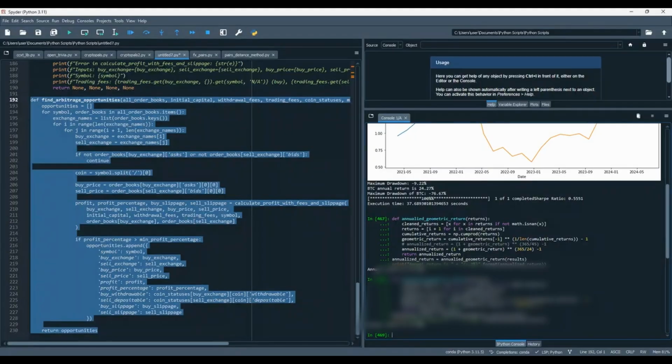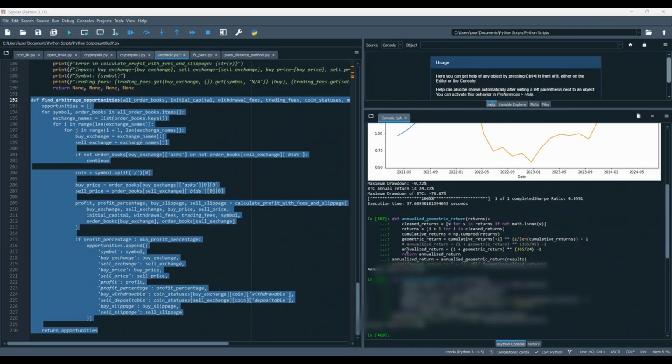Now we have everything to find profitable opportunities across crypto exchanges. This function, find arbitrage opportunities, identifies potential arbitrage opportunities between exchanges by comparing prices, fees, slippage, and coin availability status from the sale exchange order book, and we calculate profit taking into account slippage and trading fees.